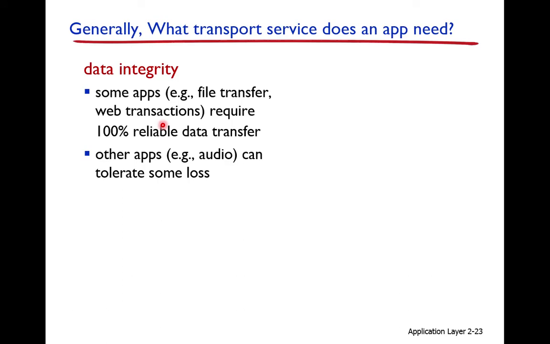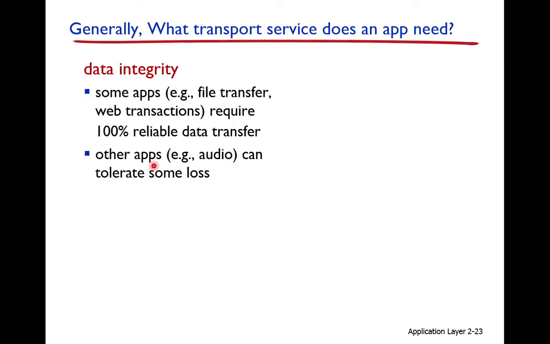For example, file transmission. When you download a file and it is executed, even if a single bit is lost, you cannot open the file. Similarly, a web transaction, for example a bank transaction, you don't want to lose a single bit. But there are some applications that can tolerate data loss.